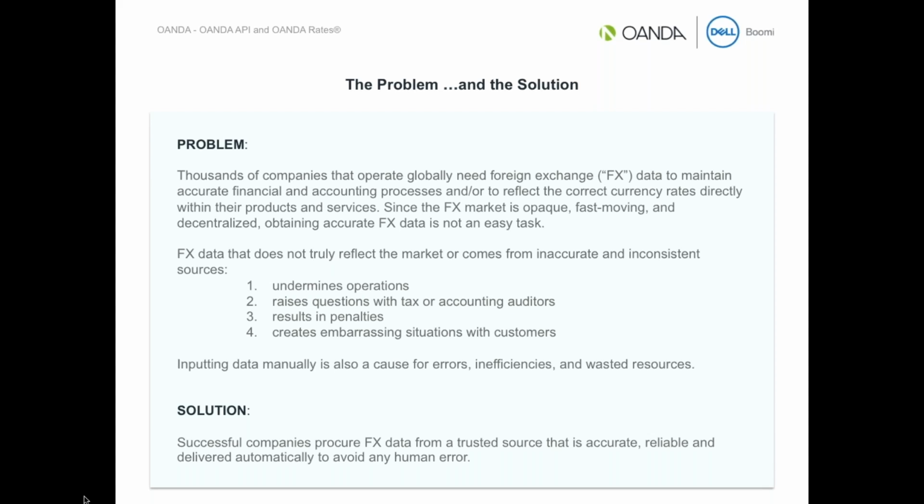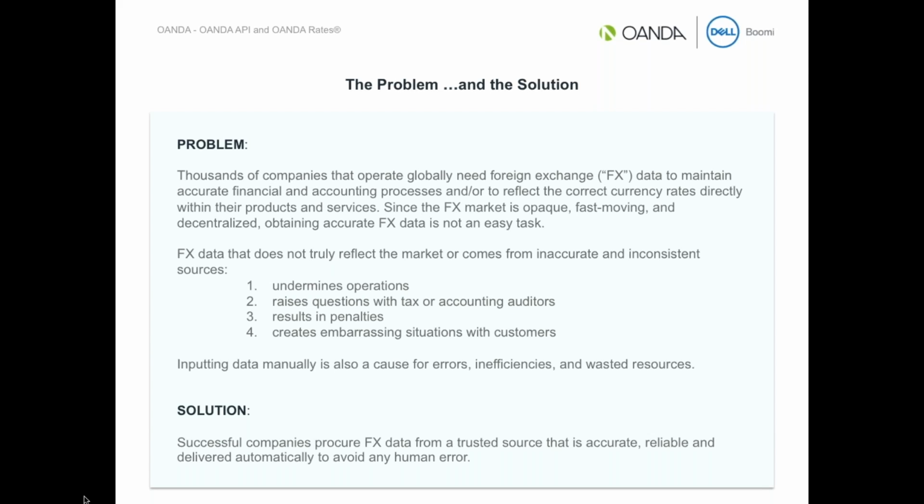And if you do have inaccurate data or the data is unreliable, this can lead to potential problems, which I've listed here. You could have problems with your auditors, your tax authorities. You could actually potentially even damage your customer relationships. And so it's very important to have this accurate data. And so in order to get that accurate data, you need to look to a trusted provider of FX data that can deliver accurate data on a consistent basis so that you can avoid these issues and operate seamlessly.